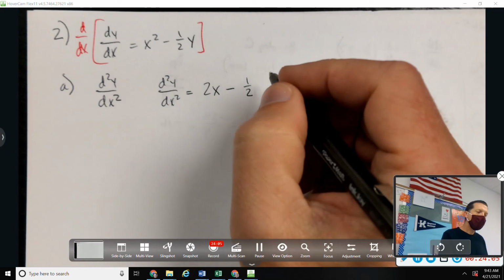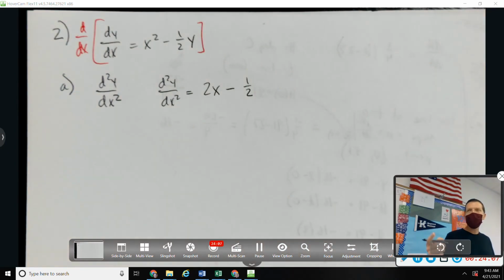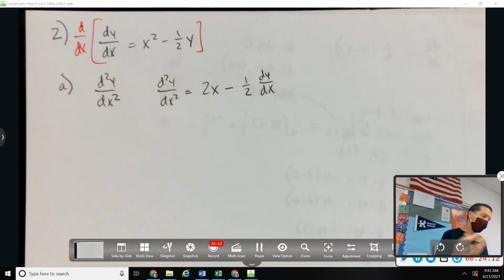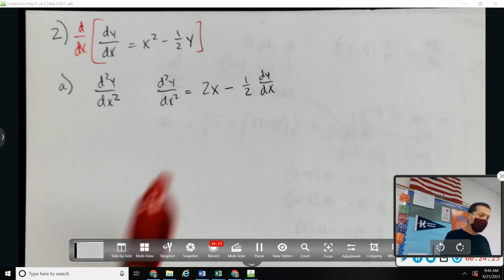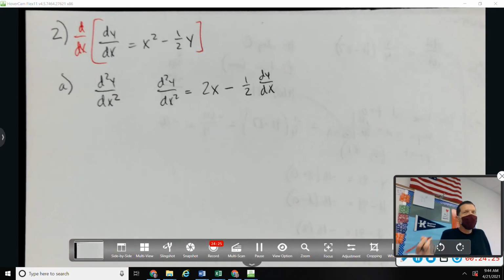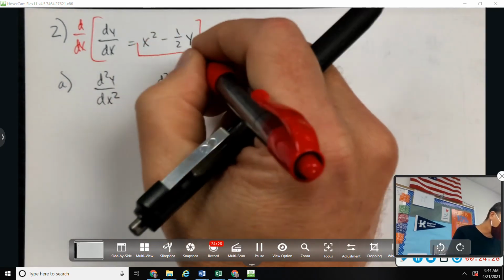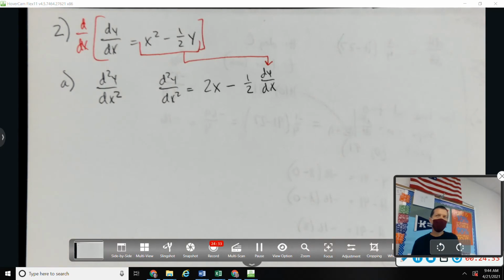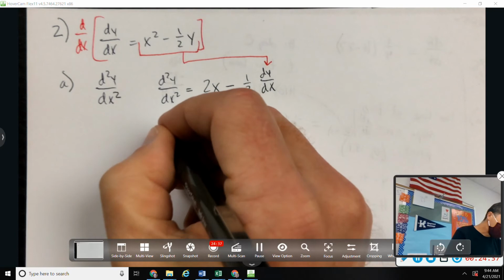Just y prime or dy/dx, either one. But it asks for it in terms of x and y. Yes, exactly right. You have to put the original equation where dy/dx is. It says in terms of x and y, so this isn't really wrong, we just haven't answered the question yet. So I need to put this in for dy/dx because it specifically said in terms of x and y. It's not hard, it's just a little bit of algebra.